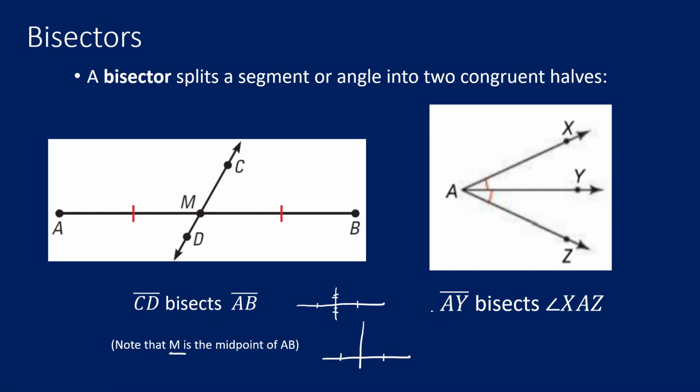Same thing for an angle. Of course, an angle is going to be bisected by a segment. So AY is bisecting XAZ. And so you could say angle XAY is congruent to YAZ, for instance.